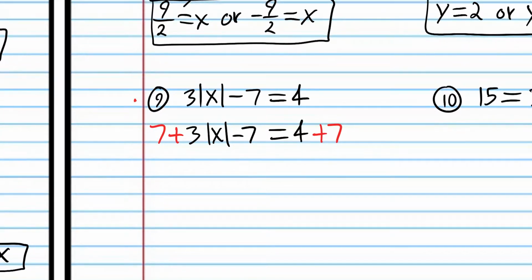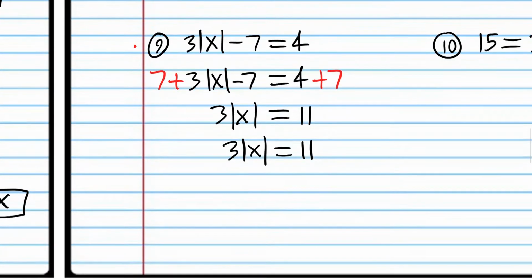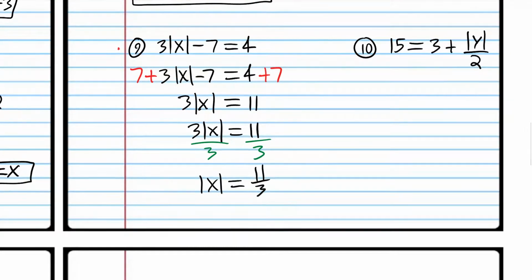So we're adding 7 to both sides, and we get 11 on this side. And the -7 cancels out with the +7. And now, again, just for your sake, I'm going to rewrite. Divide both sides by 3. Again, students need to understand that when a number is right next to that absolute value, it's multiplication. So then we get absolute value x equals 11 over 3, and now we've isolated the absolute value.